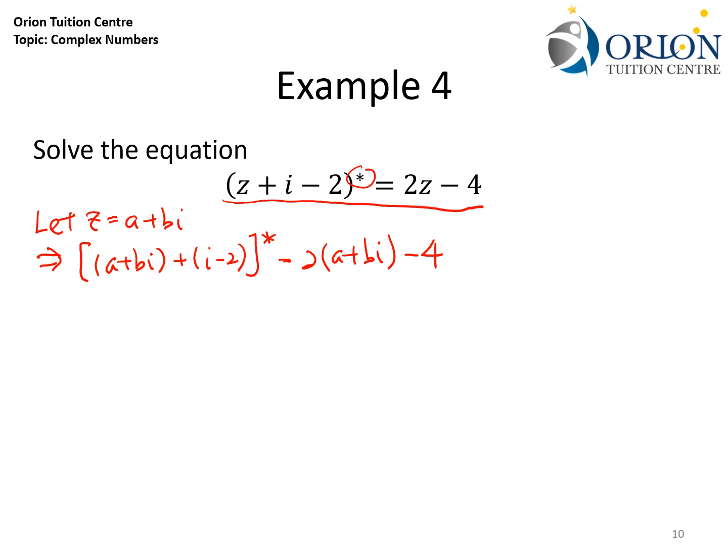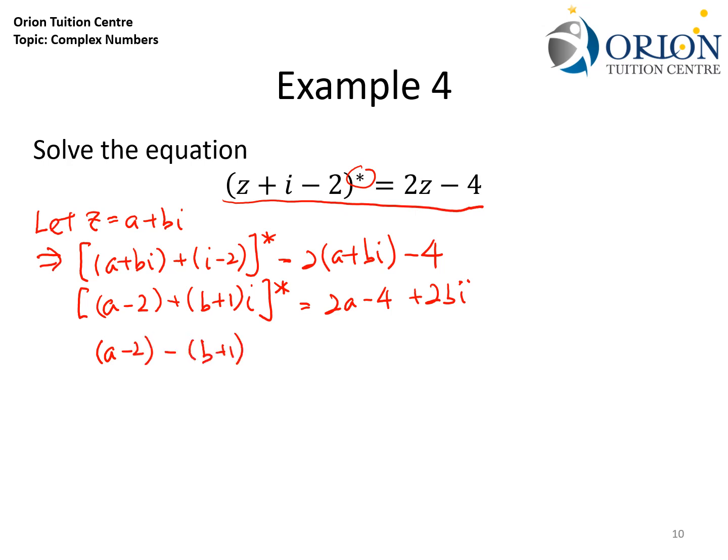So on the left hand side, within the square bracket, we will have a minus 2 plus (b plus 1)i, star, equals, on the right hand side, 2a minus 4 plus 2b times i. So on the left hand side, we can simplify further by removing the conjugate to get a minus 2 minus (b plus 1) times i equals 2a minus 4 plus 2b times i.